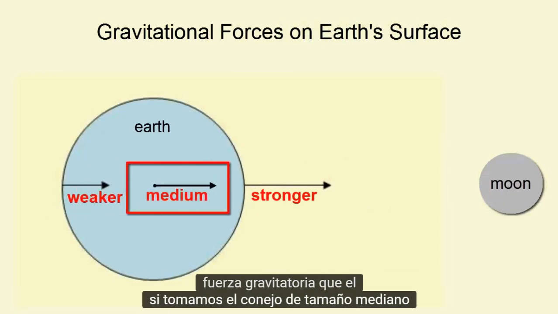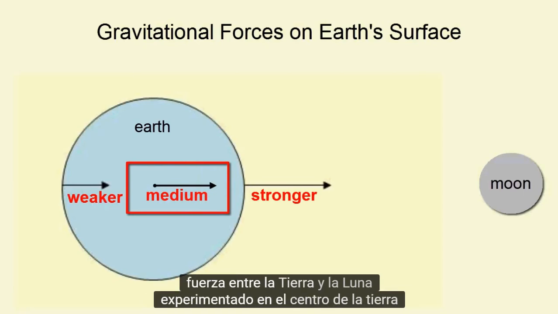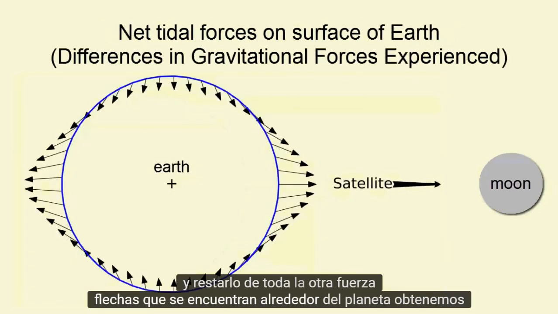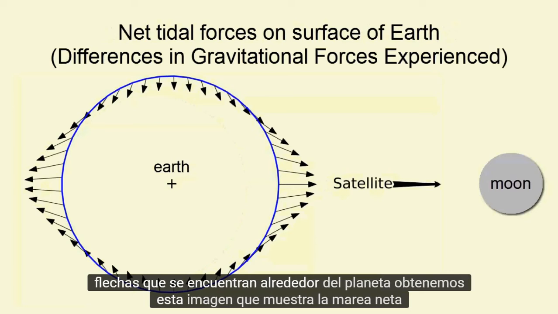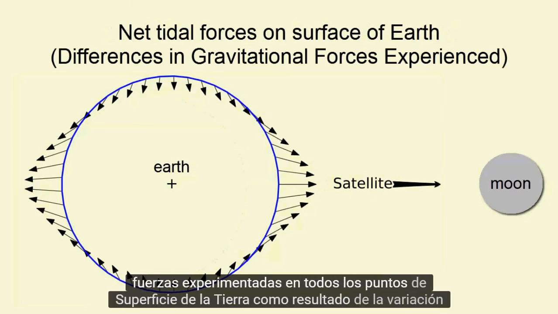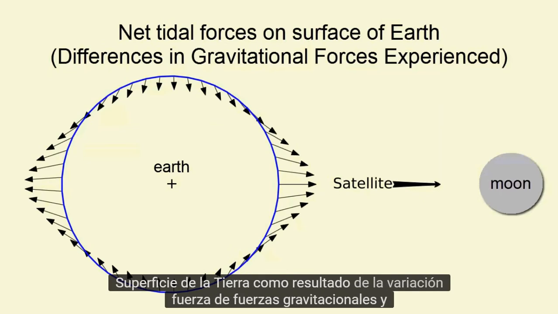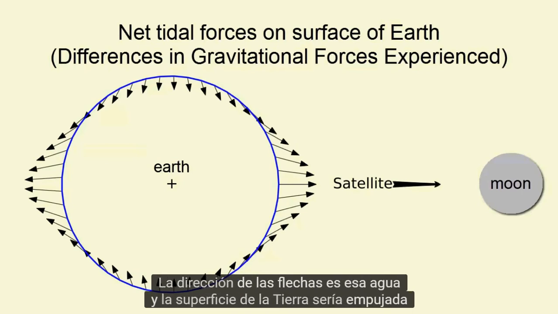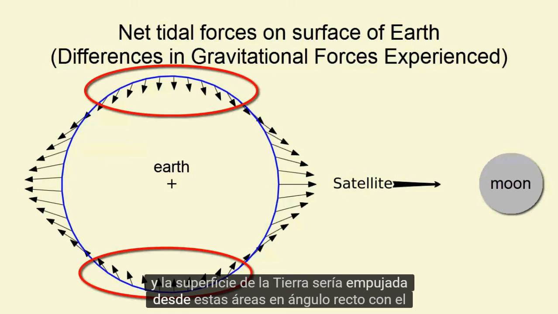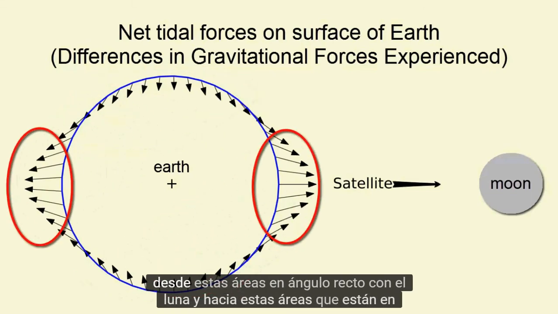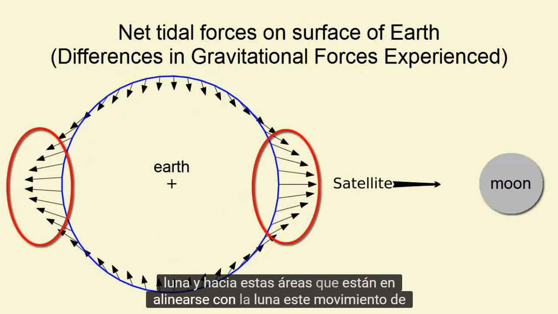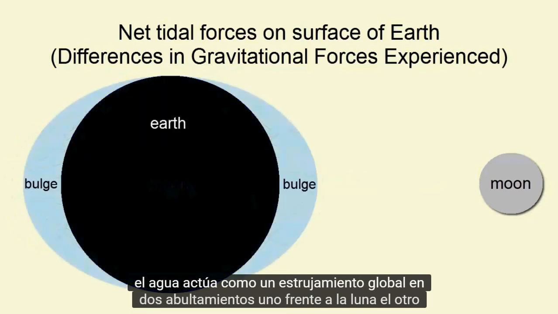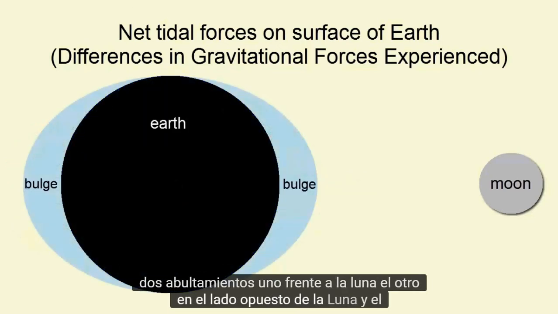If we take the medium-sized gravitational force between Earth and Moon experienced at the center of the Earth and subtract it from all the other force arrows found around the planet, we get this image, which shows the net tidal forces experienced on all points of Earth's surface as a result of varying gravitational force strength and direction. What you can see from the direction of the arrows is that water on Earth's surface would be pushed away from these areas at right angles to the Moon and towards these areas that are in line with the Moon. This movement of water acts as a global squeezing into two bulges, one facing the Moon, the other on the opposite side of the Moon.